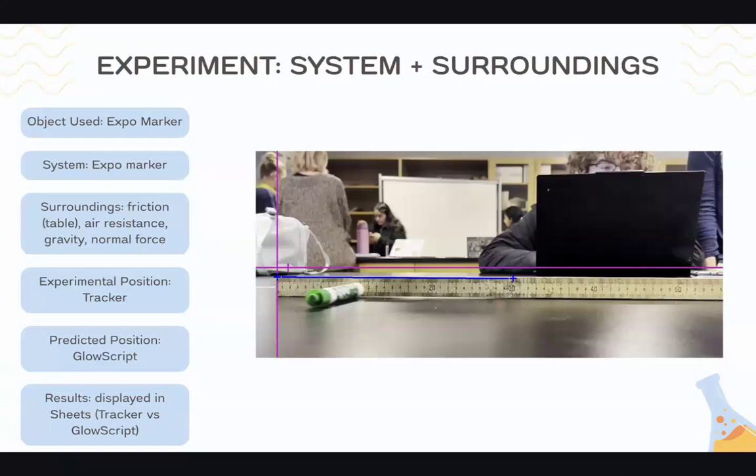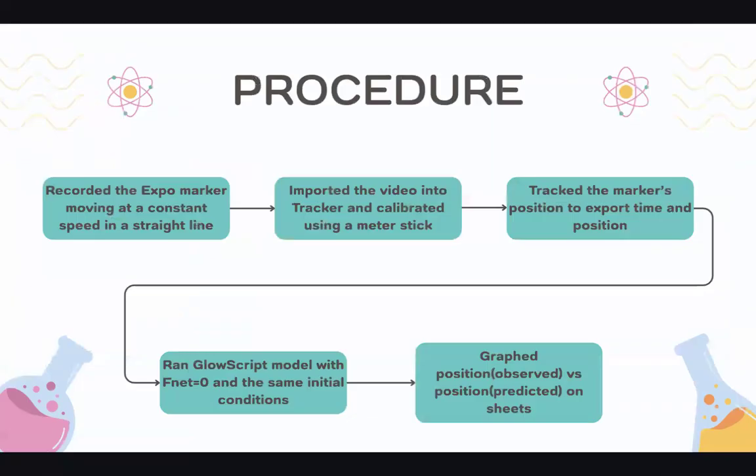For the experiment, the object used was an expo marker, and the system is the marker itself. The surroundings include friction from the table, air resistance, gravity, and the normal force from the surface. Even if the marker moves at close to constant speed, those forces can still exist, and the key is whether they balance to make the net force near zero. For the data pipeline, Tracker gives the measured position, GlowScript gives the predicted position, and then I graph everything in Sheets to compare the two.